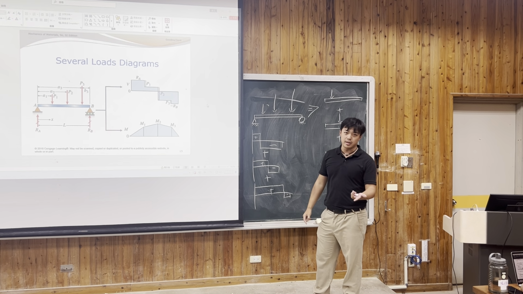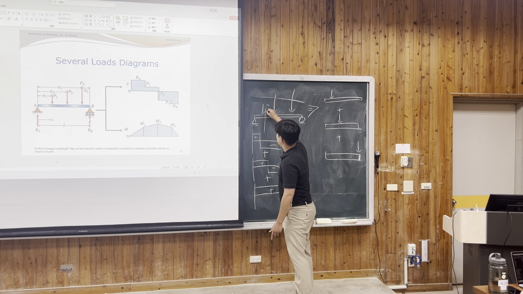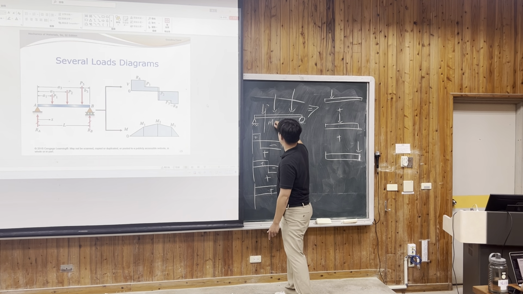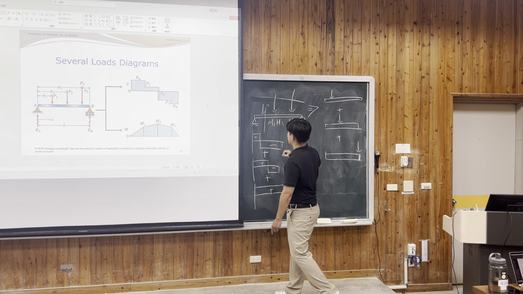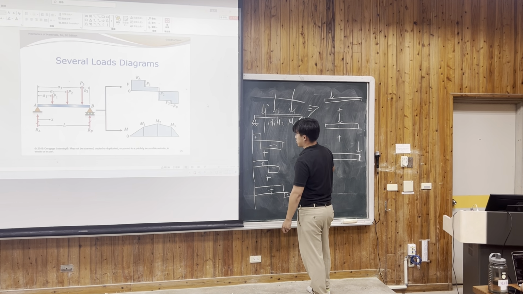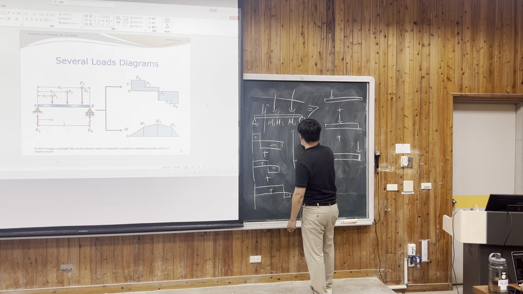Or there's another way: just cut the section and calculate the moment. Like this moment 1, moment 2, moment 3. So we will calculate the moment part in each section. We can directly know that these three parts are M1, M2, and M3.